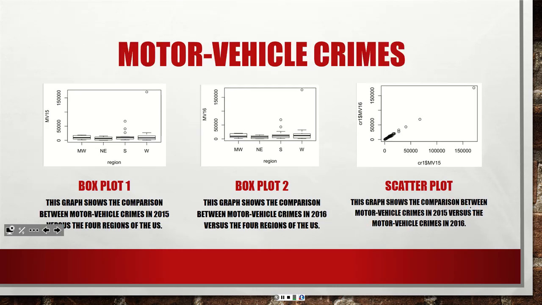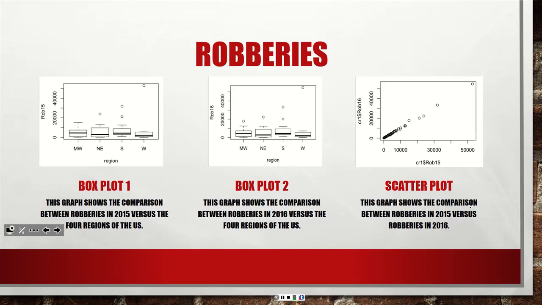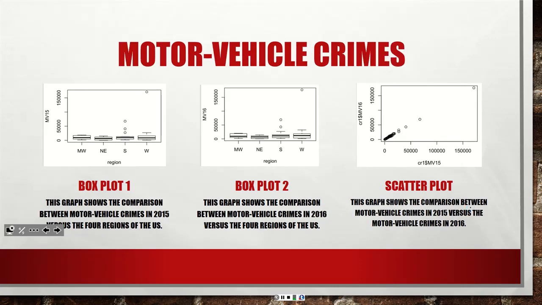And similarly for motor vehicle crimes, once again, the graphs are kind of the same. If you look at the South, there's 2 outliers in 2016 and 3 in 2015. But once again, you just draw a straight line for the scatter plot with the positive relation between the X and the Y. But the plot points are way closer together towards the beginning of the graph, whereas in robberies, they were more spread out across the line. We don't see that as much with the motor vehicle crimes.